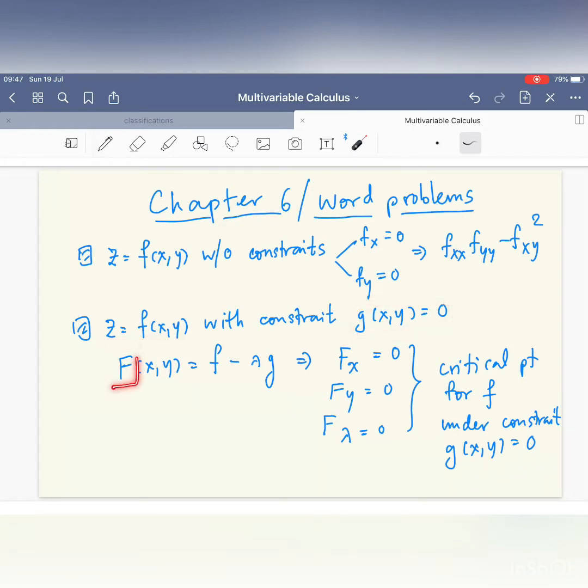We are going to construct a capital F, using the so-called Lagrange multiplier, equal to small f minus lambda g, and then you are going to find the critical point of this small f under the constraint by using capital F sub x, capital F sub y, and capital F sub lambda, and making them equal to 0.